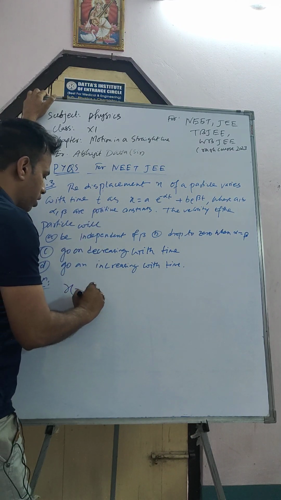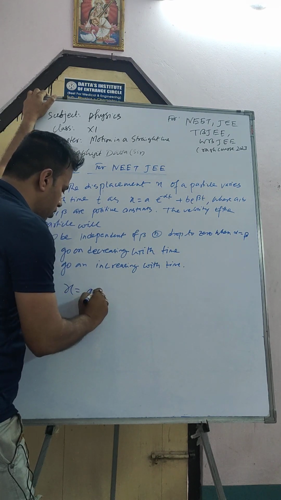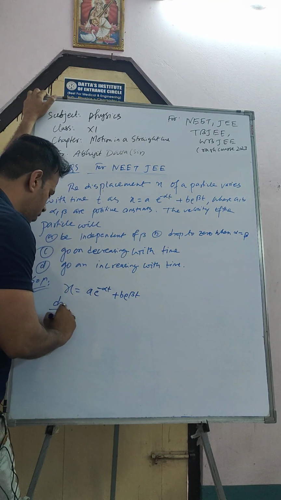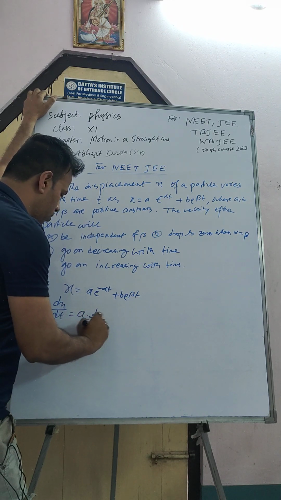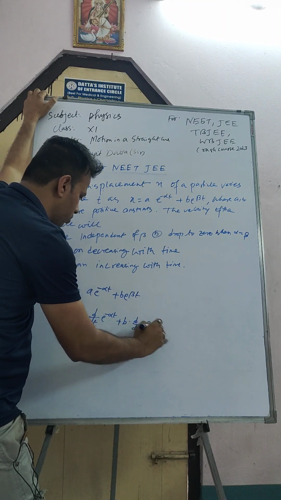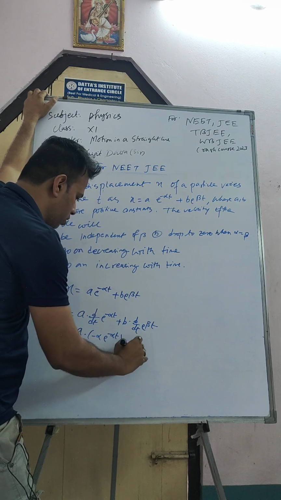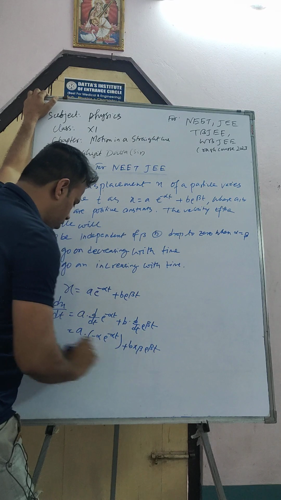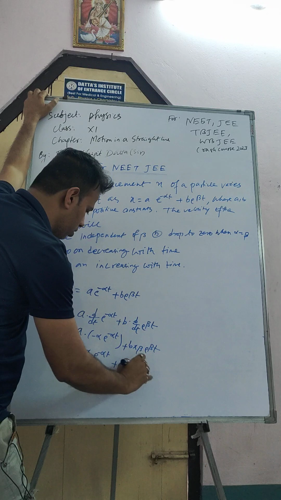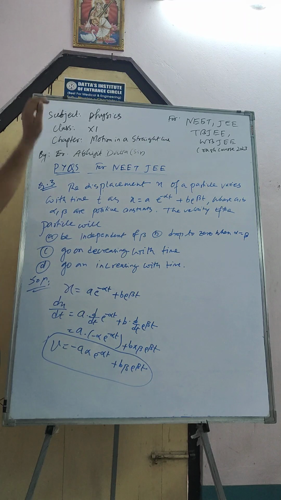This x is equal to a e to the power minus alpha t plus b e to the power beta t. If I differentiate here, dx by dt will be a d by dt of e to the power minus alpha t plus b d by dt of e to the power beta t. So minus a alpha e to the power minus alpha t plus b beta e to the power beta t. This one is velocity.